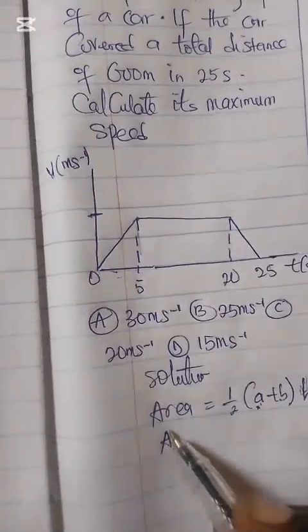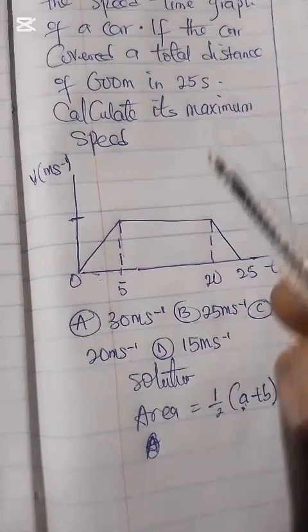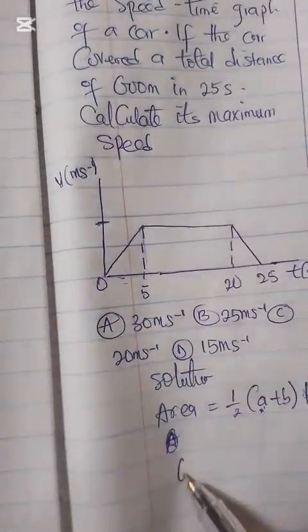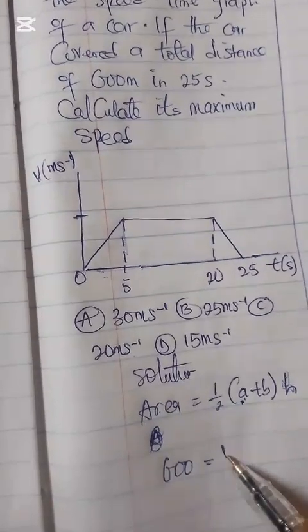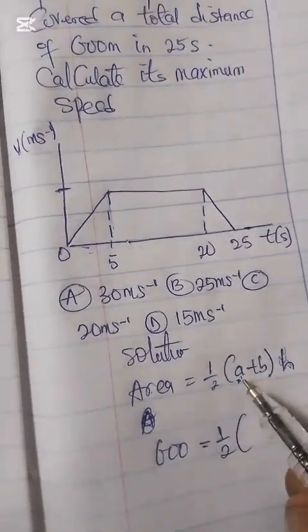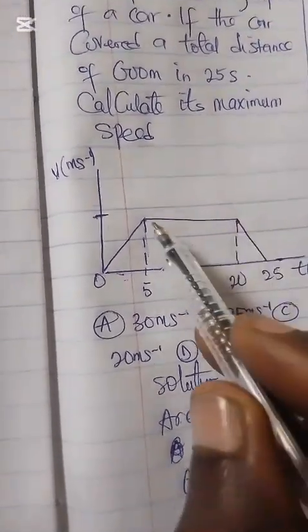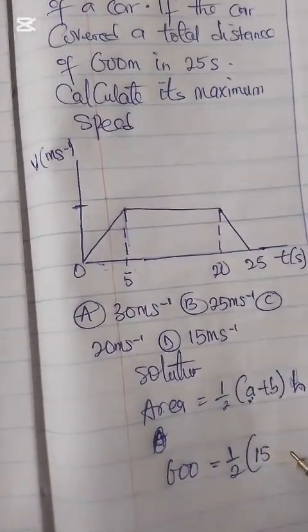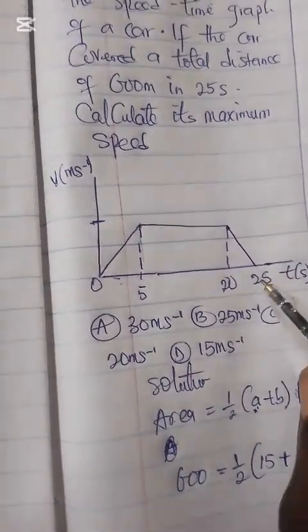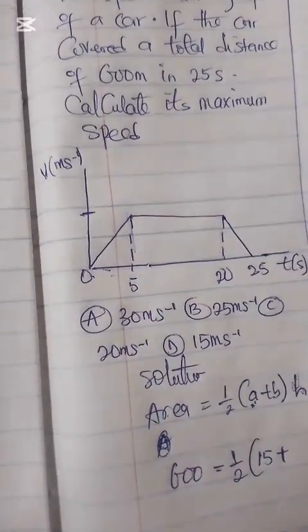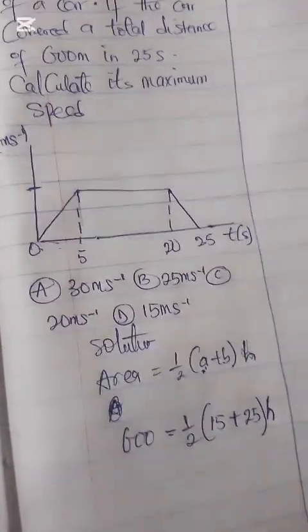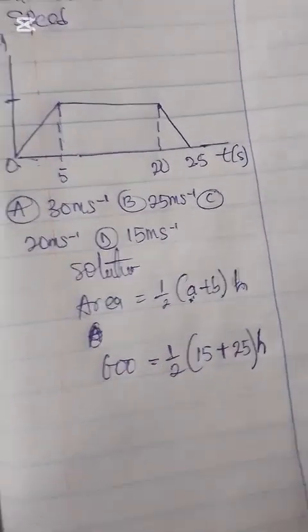So we now have the area. The area has been given already as the total distance. So the total distance traveled by the car is 600 meters. So we represent the area with 600 meters, equal to 1 over 2 bracket. Our a will now be from here to here, which will be 20 minus 5, which will give us 15, plus from here to here, which is 25, multiplied by the height, which should be the velocity of the car.